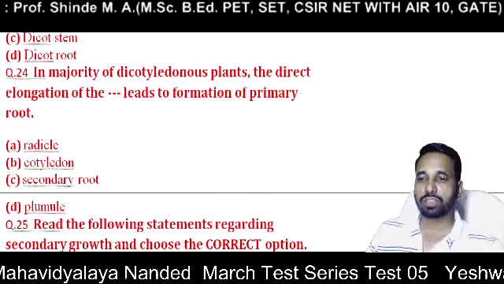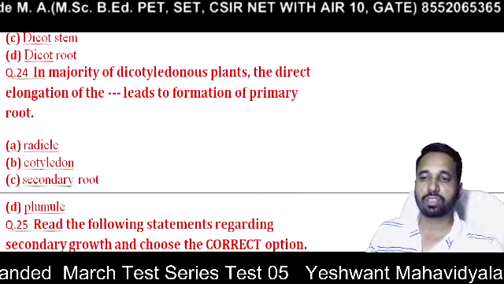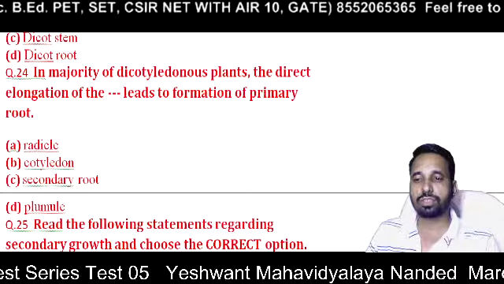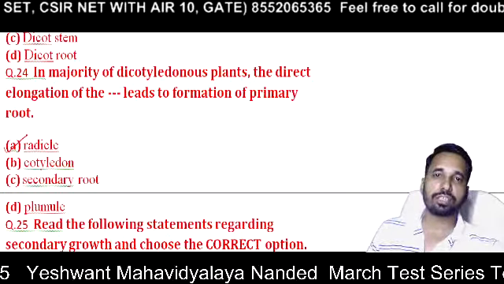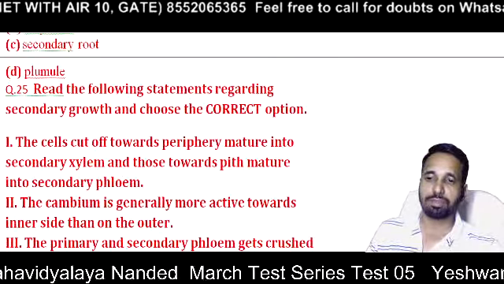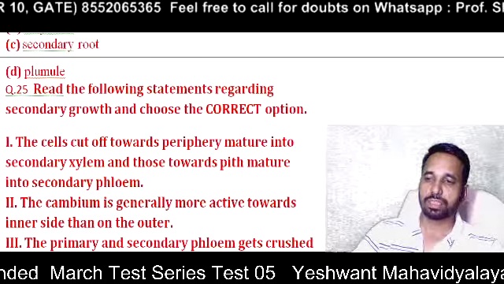Fine. Next one, question number 24. In the majority of dicotyledonous plants, the direct elongation of dash leads to the formation of primary root. So this was an easy question. It is the radicle. Fibrous or adventitious roots can arise from anything other than the radicle. But if it is elongation of the radicle, then it must be the taproot, which is present in dicots.